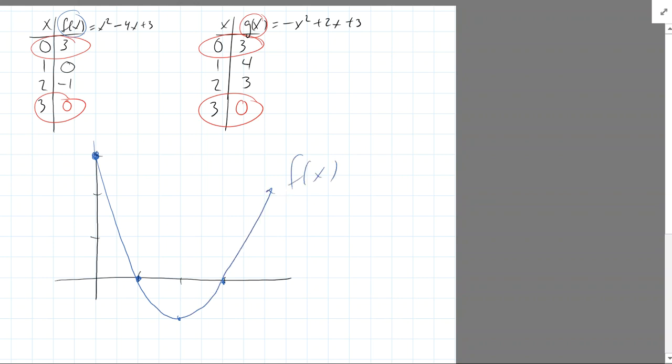F of x. For g of x, I got the same 0. I got 1 is 4, so I got to go up 1. And then 2 is 3. And then go back down. So, bloop. G of x.